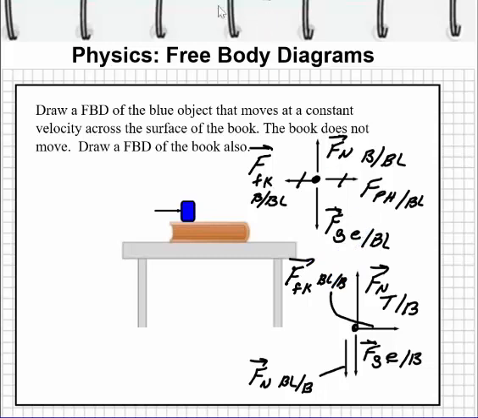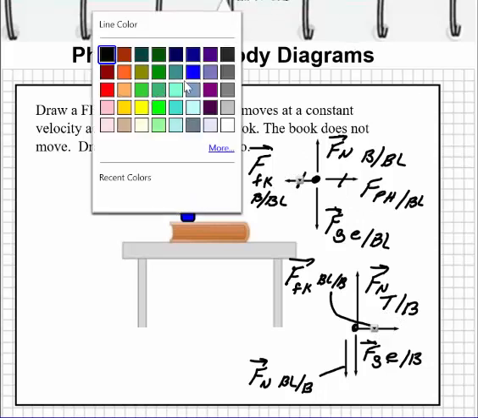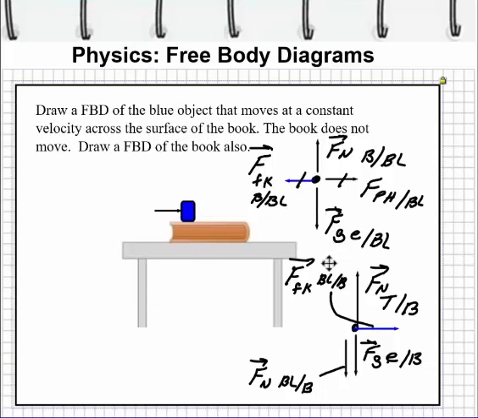Okay, and I'm going to color these. These two are force pairs. So I can grab those. I'd like to grab them both. Those are force pairs, okay? Equal magnitude, opposite direction.